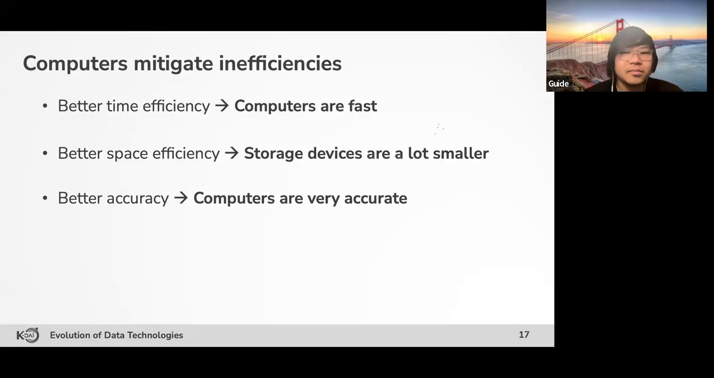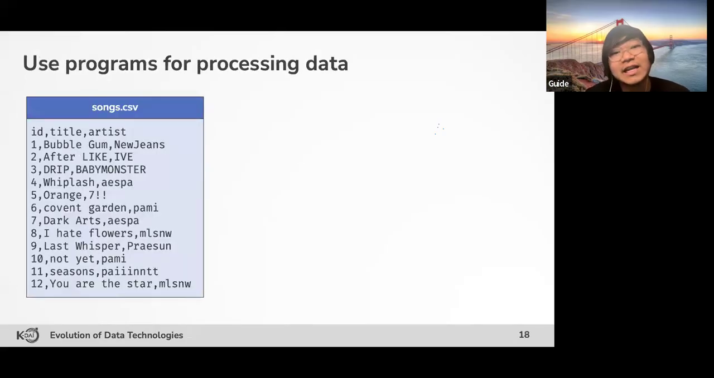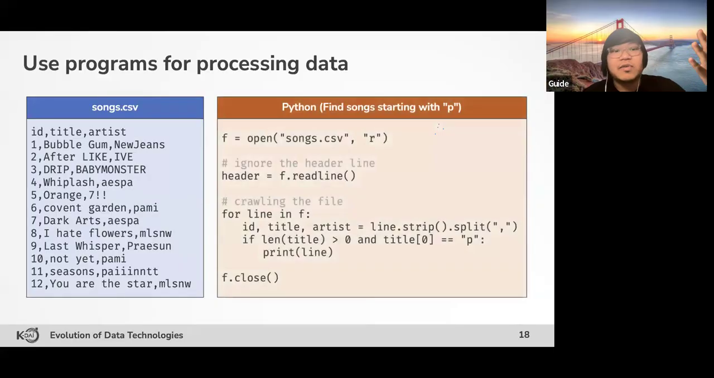One of the good things is that if you want to process data, instead of using a human with a calculator, computing some things, which could incur human errors, now you can write a program to process data, right? For example, if I have these CSV files on my computer, I can write this Python program to find all the songs starting with P. Since you are second-year and third-year students, I expect you to understand this code right now.